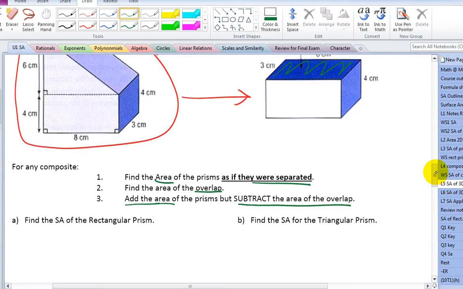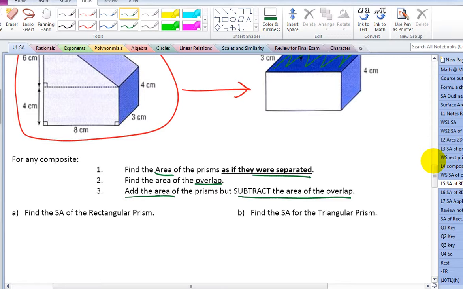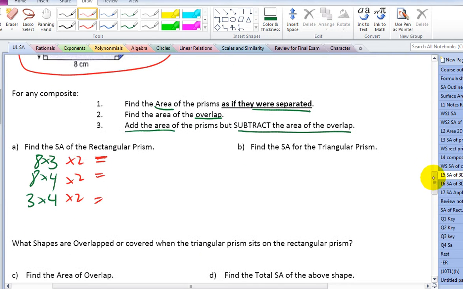So, A, find the surface area of the rectangular prism. So we're going to pretend it's separated. So we're going to have an 8 by 3, an 8 by 4, and a 3 by 4. Those are the 3 different sides: top, bottom, front, back, left, right. And we'll have to times them by 2 because we have 2 of each type. Okay, remember they're separate now.